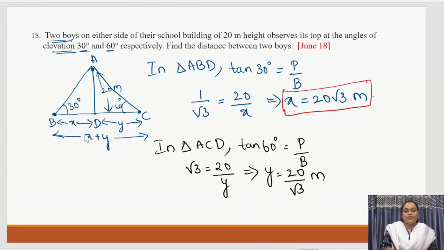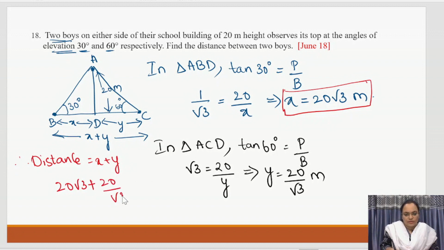We need to find the distance between these two boys. Therefore, distance is equal to x plus y. When we add these both, you will get the distance between these two. What is x here? x is 20 root 3 plus y, which is 20 by root 3. This is y.